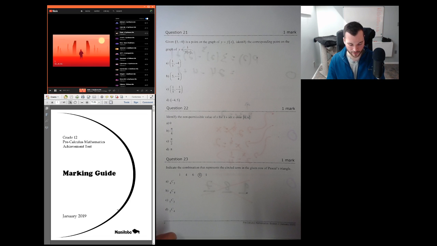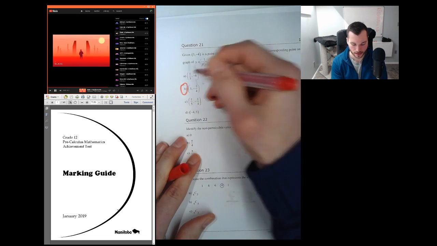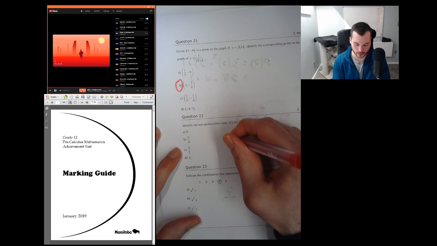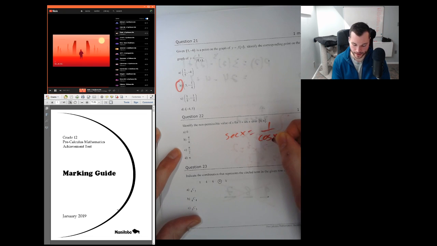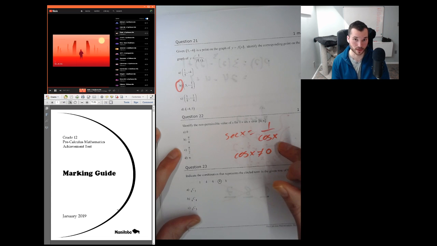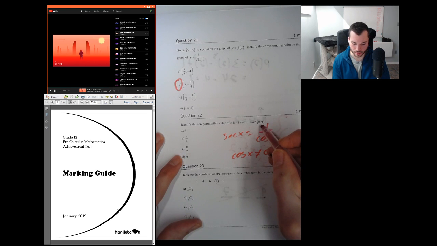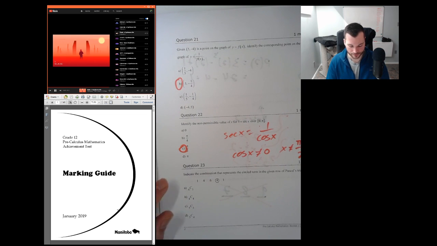Okay, given 5, 4 is on this point, identify the point of y equals, that's just your transformation. That's an instant answer. It's this guy here. You're taking 1 over y, right? That's it. The non-permissible values of this: secant x is equal to 1 over cos x. And then we know that cos x cannot be equal to 0 if it's in the denominator. So that would mean x cannot equal 0 to pi. So we're saying it cannot be 1/2. Yeah, that's it.